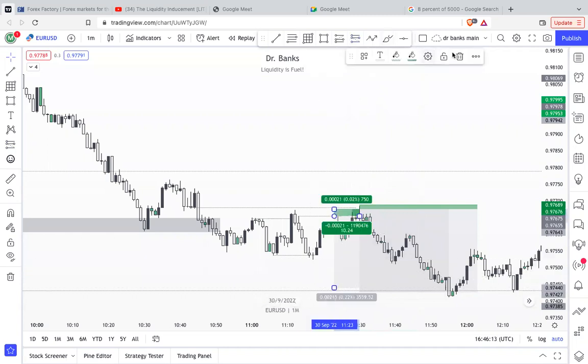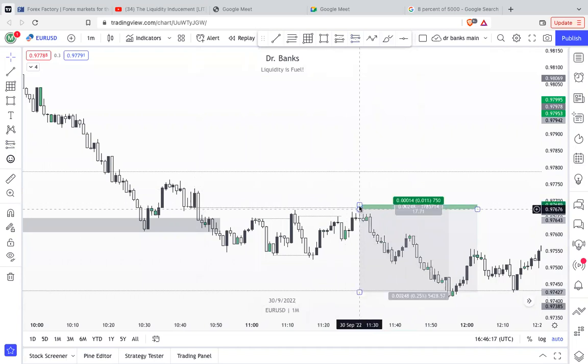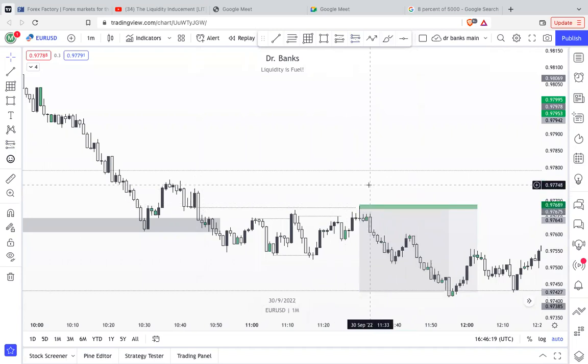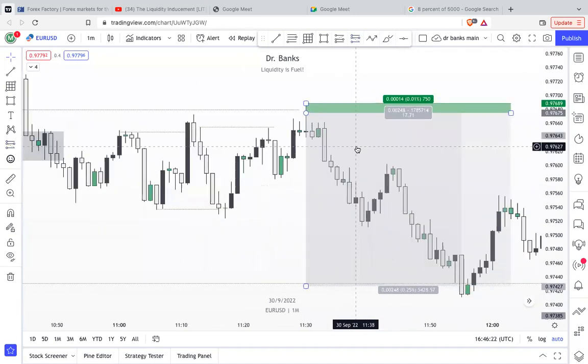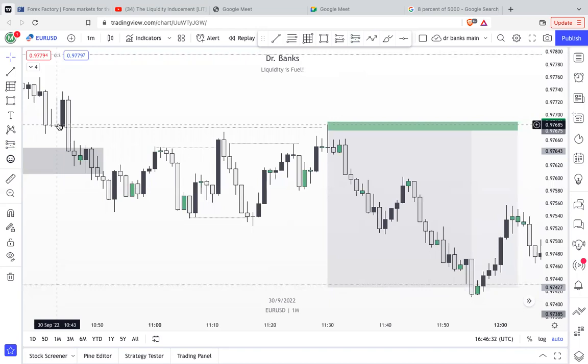So I learned my lesson. I was focused on this particular one, and then price just came to tap it nicely and dropped. This was a 17-pip trade because my stop loss was just on the body of this candle. That's what I used. That's where the volume lies inside of this.